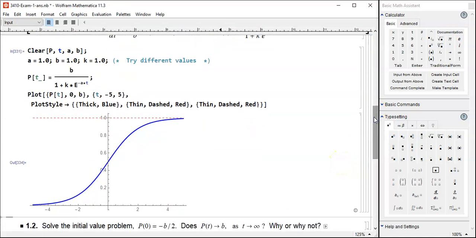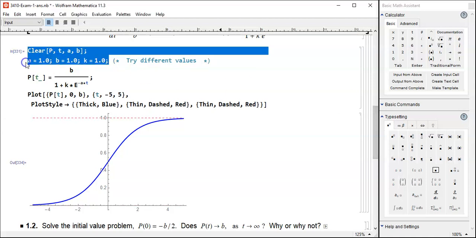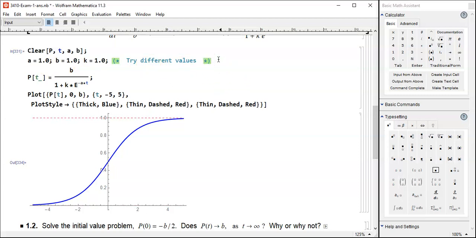This is a graph of the solution function. P of t is equal to b over 1 plus k e to the negative at power, where a, b, and k values are given as follows. A is 1, b is 1, k is also 1. And as you can see, this is related to population dynamics, and you can see that it grows relatively slowly here and explodes, and then later on growth slows down to a mature population.